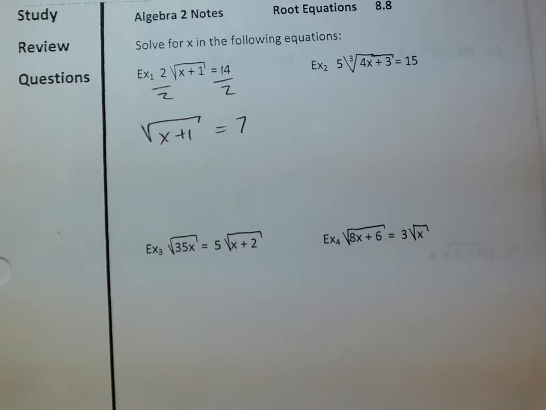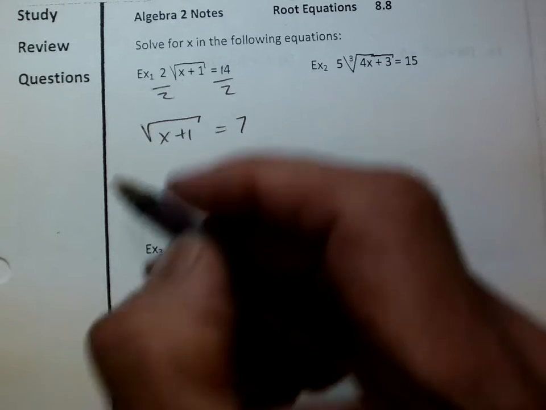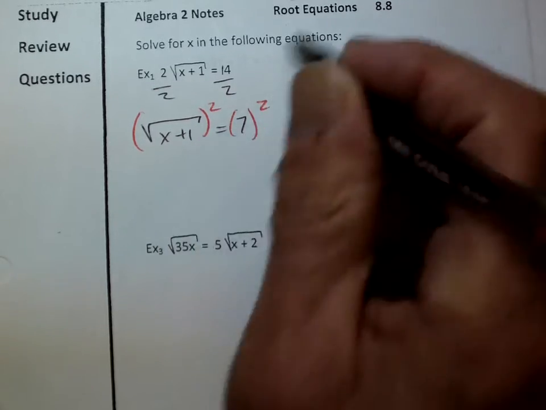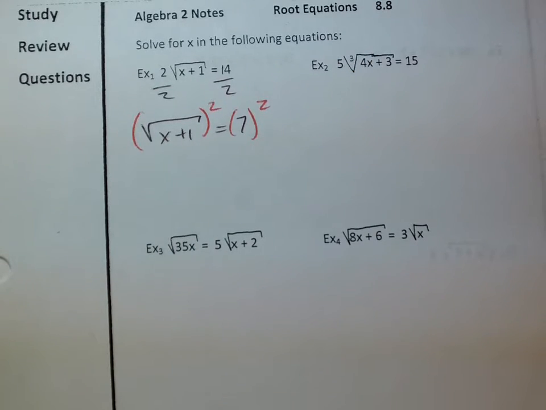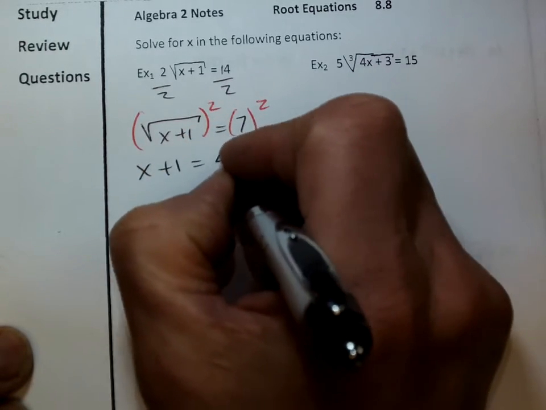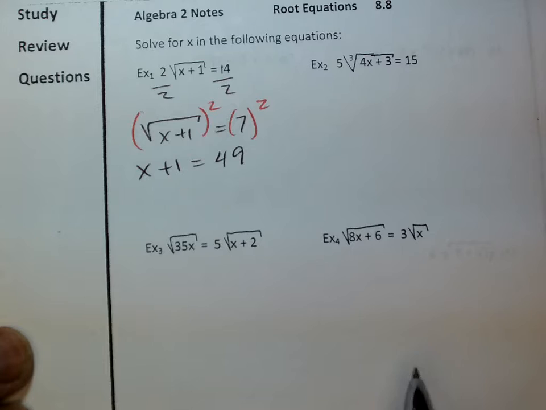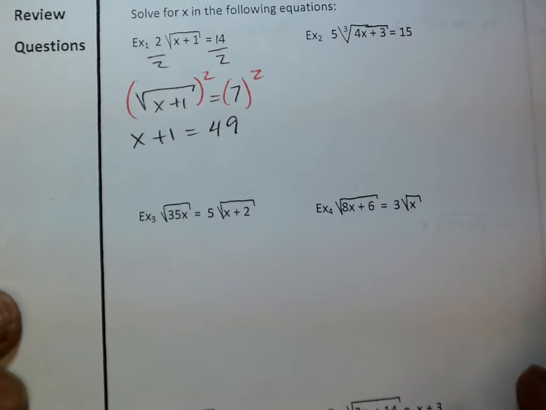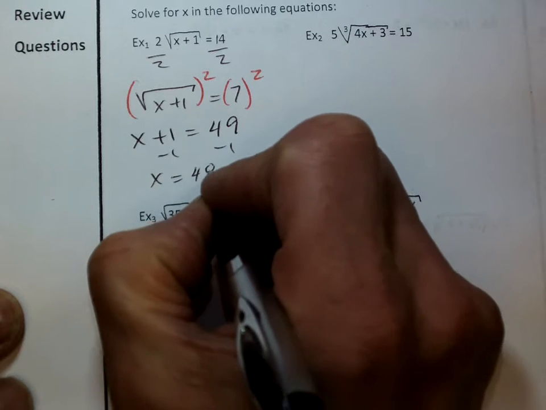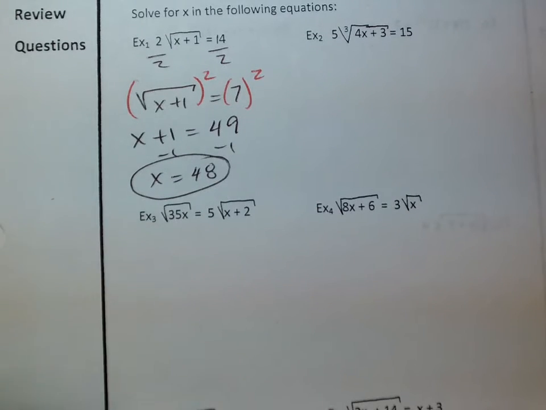The way you undo a square root is by squaring. So I'm going to square both sides because that will get rid of the square root. So I'll be left with x plus 1 equals 49. And minus 1, x equals 48. I think that answer is okay, but we can go back and check it.